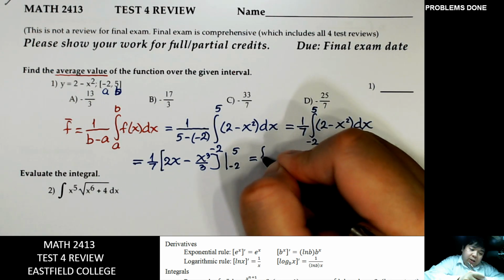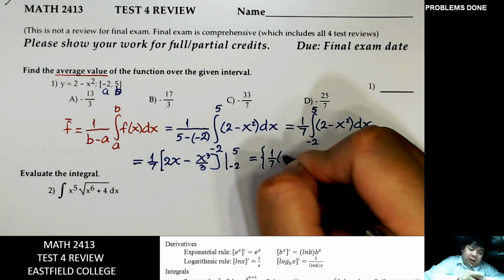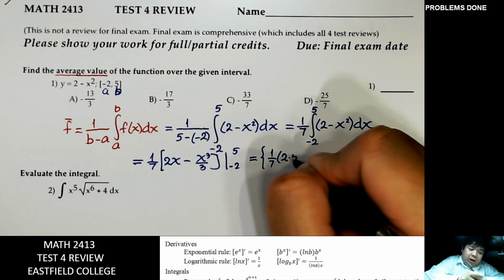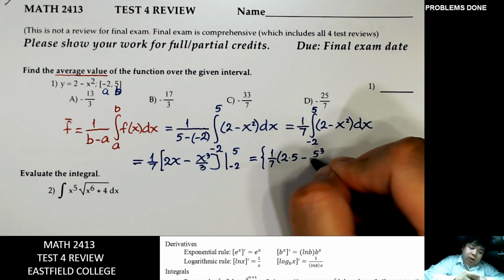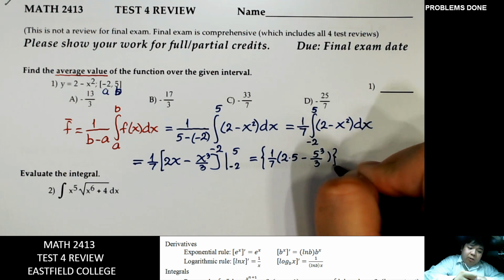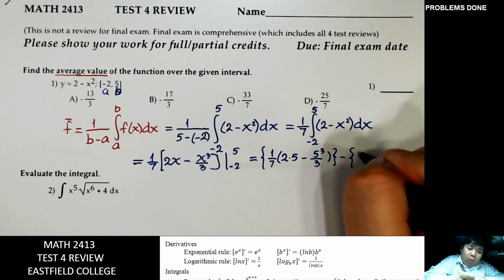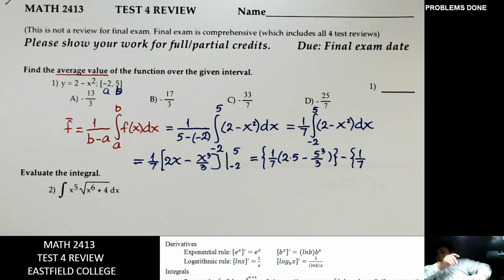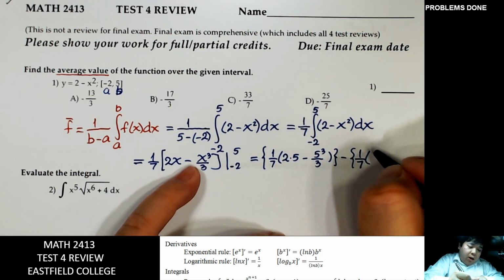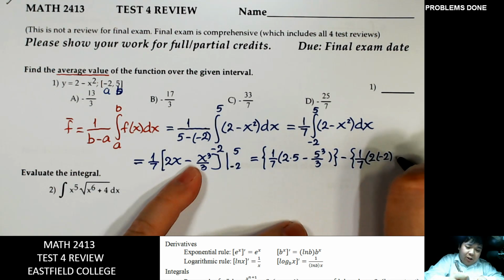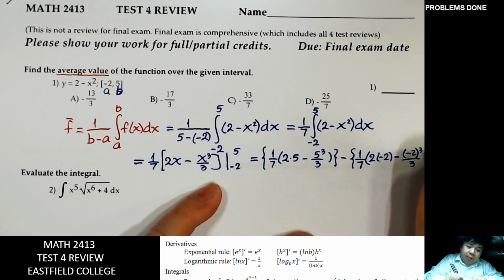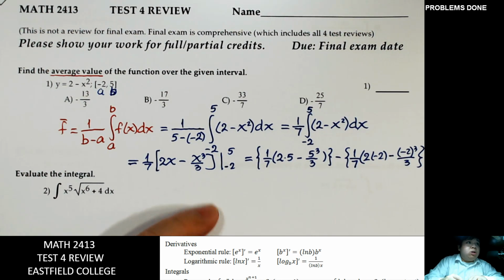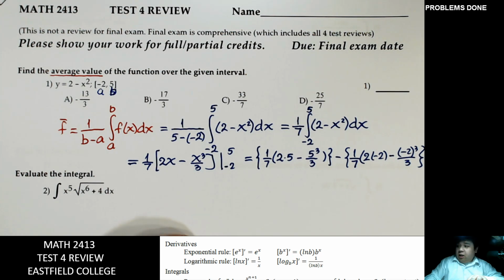Alright, so 1 over 7, 2 times 5 minus 5 cubed over 3, minus 1 over 7, 2 times -2 minus -2 cubed over 3. Right, so pretty much we put 5 and -2 in it, evaluate and then subtract. We use the calculator for that.